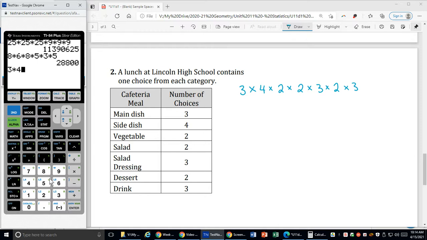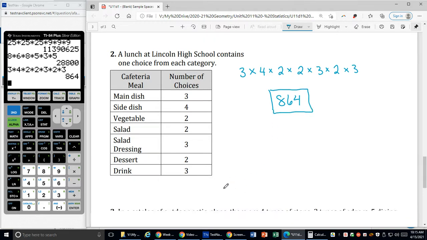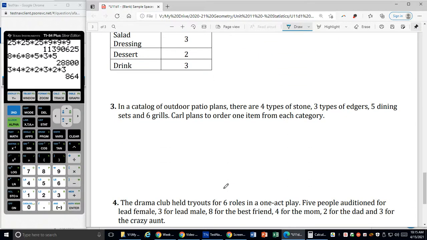3 times 4 times 2 times 2 times 3 times 2. Oh, there's another 3 times 3. 1, 2, 3, 4, 5, 6, 7. 4, 5, 6, 7. I got them all. When I hit enter, I have 864 different meals I could possibly eat at Lincoln High School. That's a lot of choices. All right, let's look at the next one, number 3.